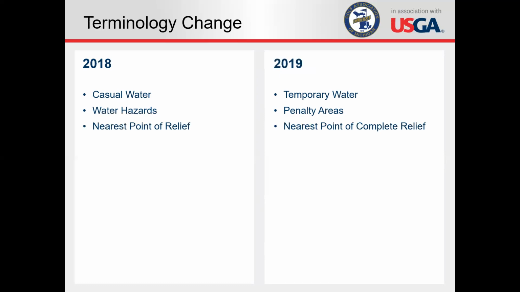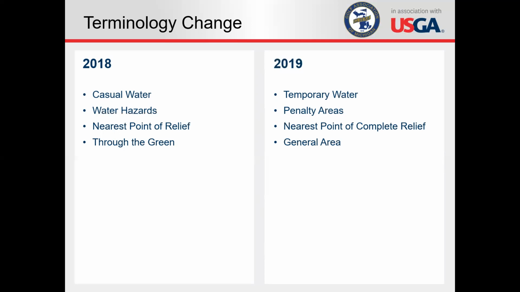Nearest point of relief is now going to be nearest point of complete relief. So a very small difference here, but again, just to emphasize that we are taking complete relief when we're doing this. Through the green, as previously mentioned, is going to be turned into the general area. And some of these changes, again, are really based on trying to make it easier to understand.